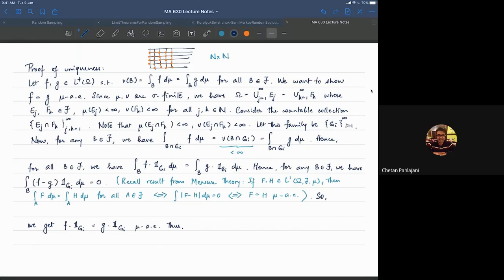How do you prove that? Okay, let me do the following. Thus, for every i in N, F indicator G_i equals G indicator G_i, mu almost everywhere. Okay, so now what are you going to do? For every i, you throw away the bad set. What is the bad set? The bad set is where these guys don't match. That is a null set. A countable union of null sets is null. Once you've thrown away a countable union of null sets, on whatever is left, F equals G.